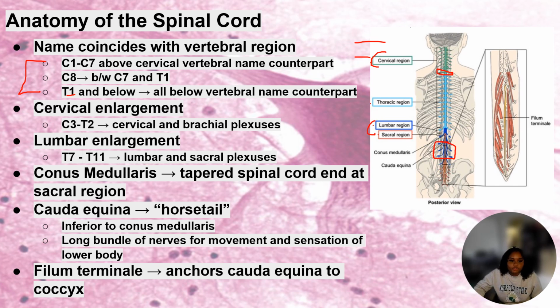And then you've got the filum terminale, which keeps the cauda equina, which is that little horsetail, attached to your coccyx, you know? So it kind of anchors it to the coccyx. So it's very important that that's there.